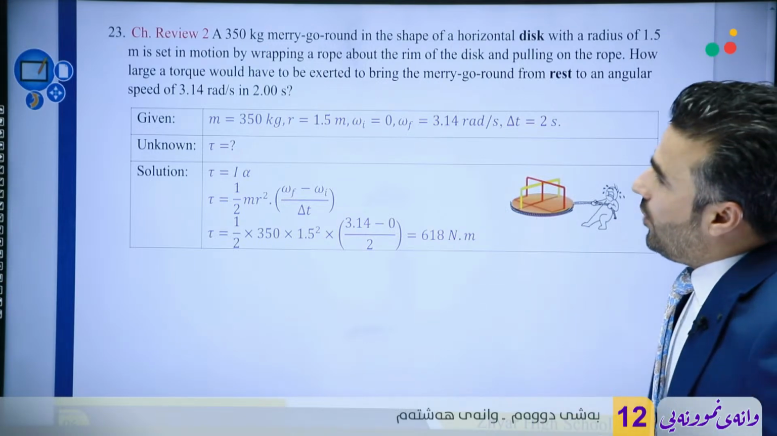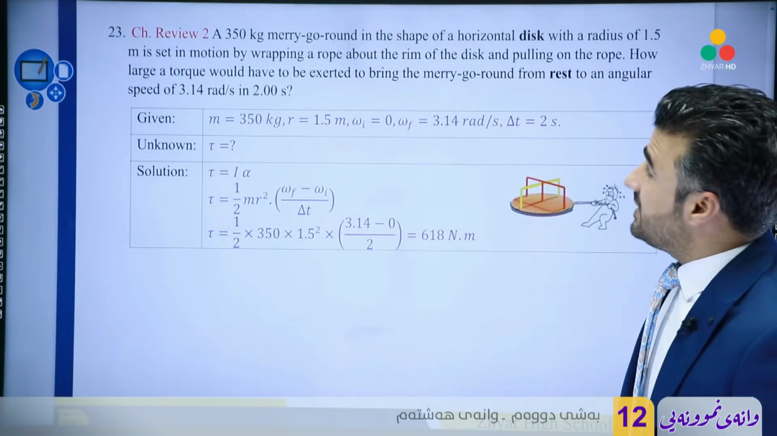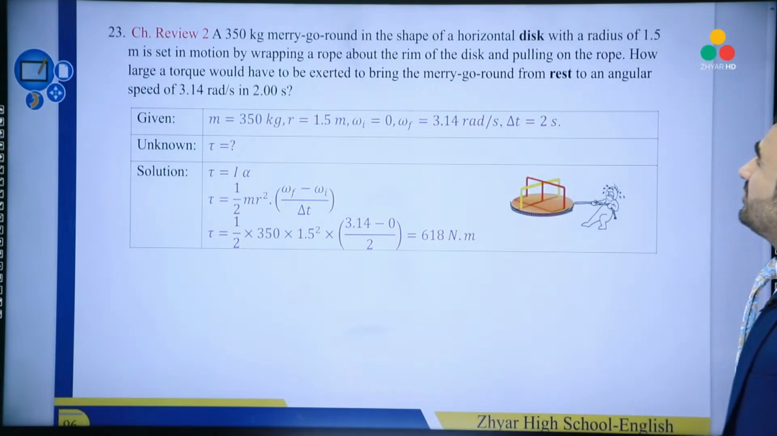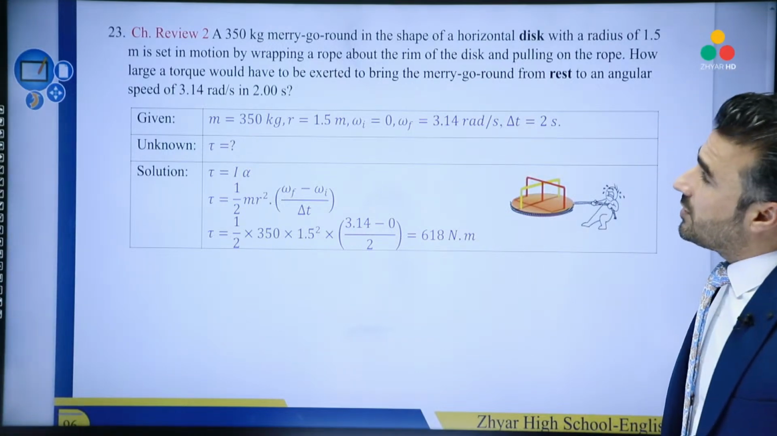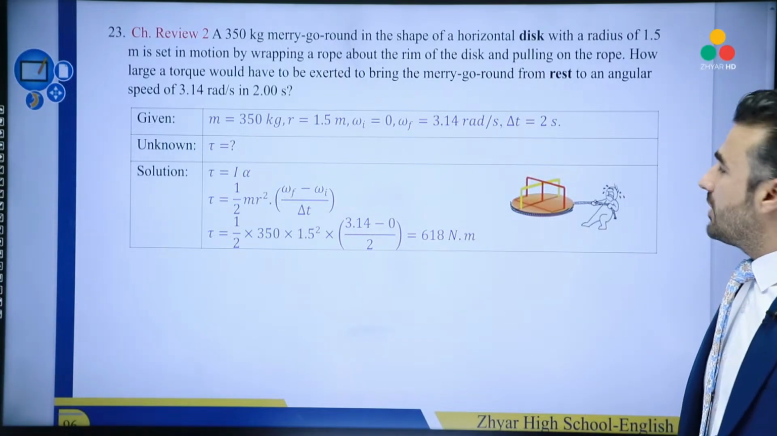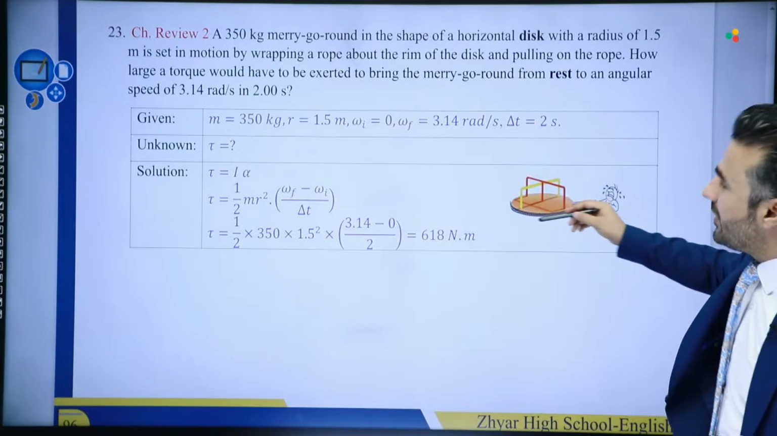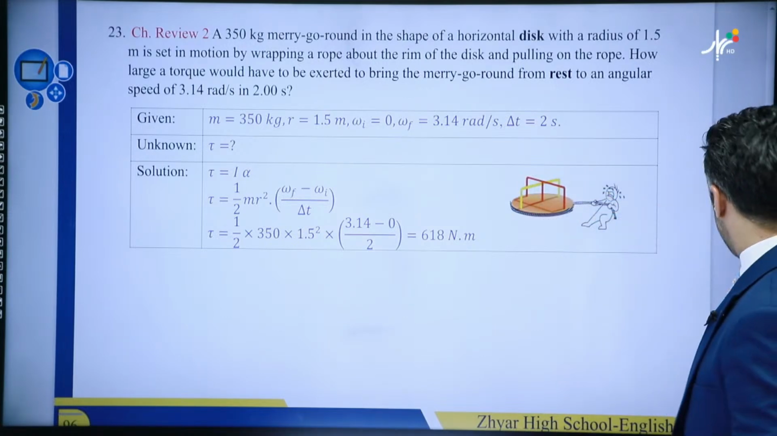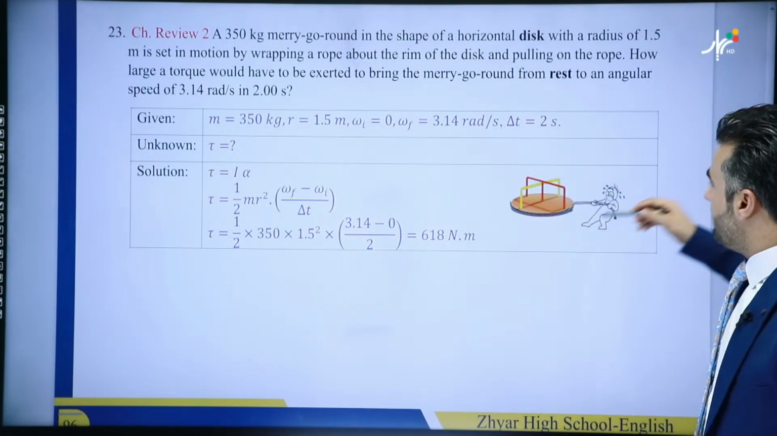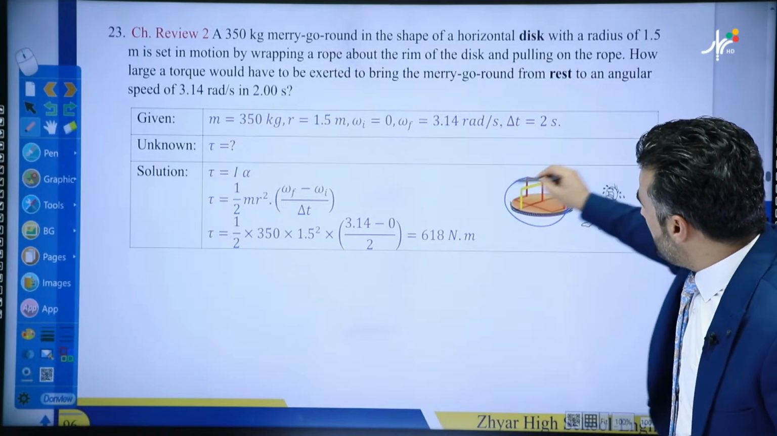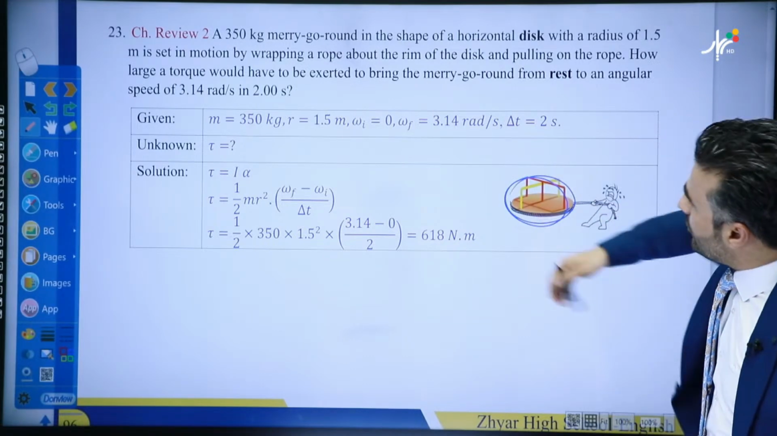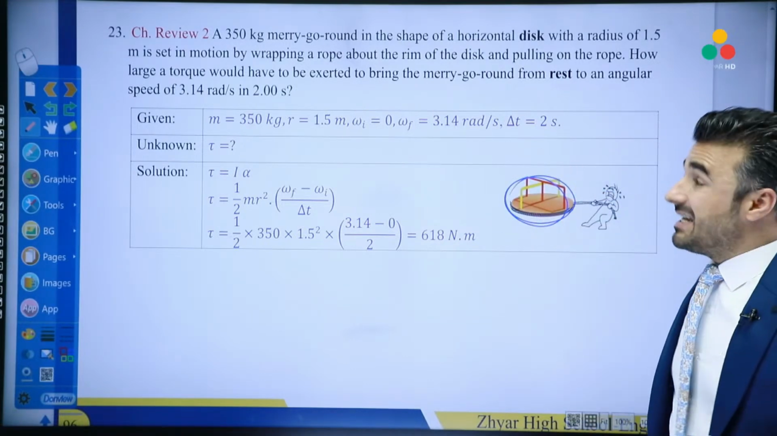It says a 350 kg merry-go-round in the shape of a horizontal disc with a radius of 1.5 meters is set in motion by wrapping a rope. As you can see here, there's a rope wrapped around it. Once you pull the rope, of course, you can set the merry-go-round into motion.